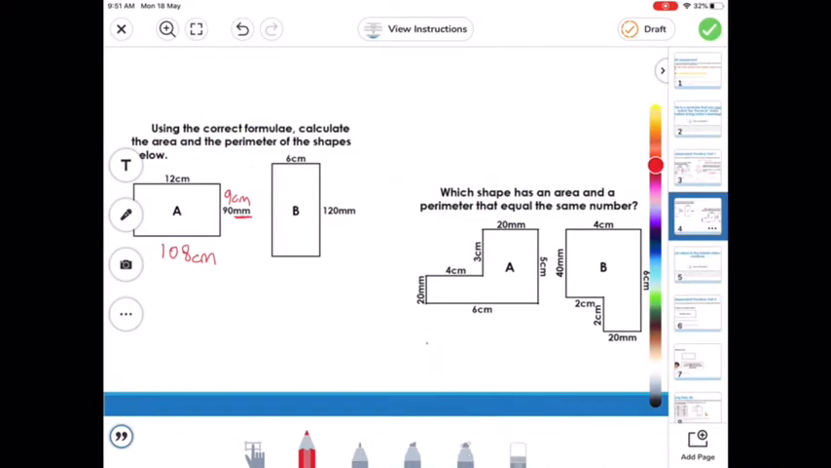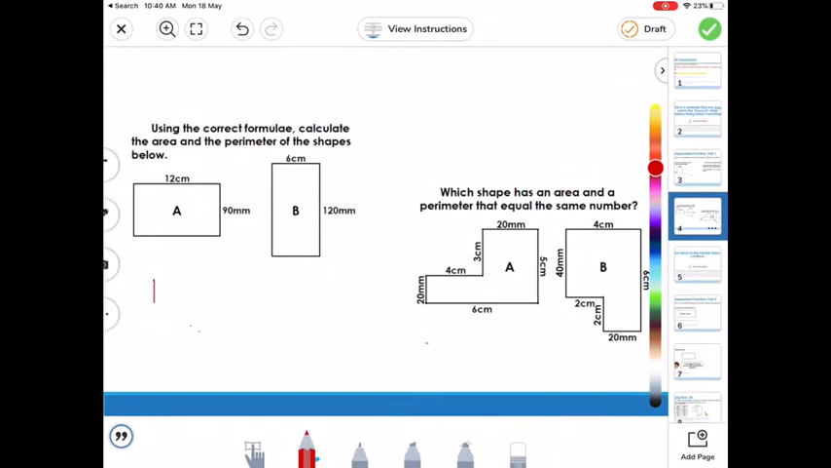The next one, again, I need to convert this. So I'm going to make this 12 centimeters. Oh, true, that should be squared. 6 times 12 is 72 centimeters squared. So the area.